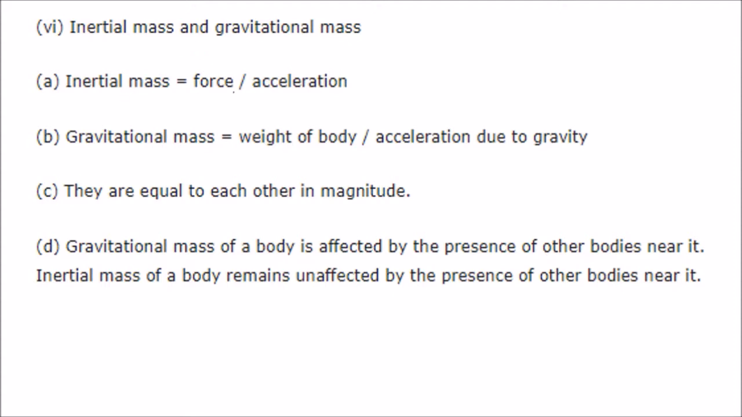The inertial mass is given by force upon acceleration, F by a. The gravitational mass is given by the weight of the body divided by the acceleration due to gravity. They are equal to each other in magnitude. Gravitational mass of a body is affected by the presence of other bodies because it is because of the gravitation. The inertial mass of a body will remain unaffected by the presence of other bodies because it remains the same wherever you go in the entire universe.